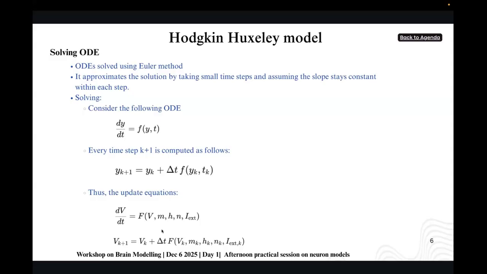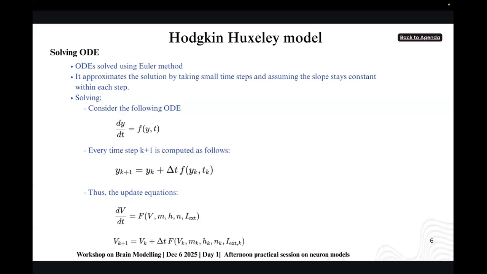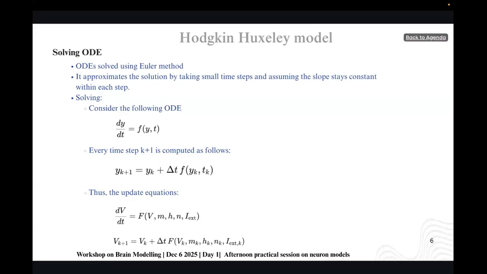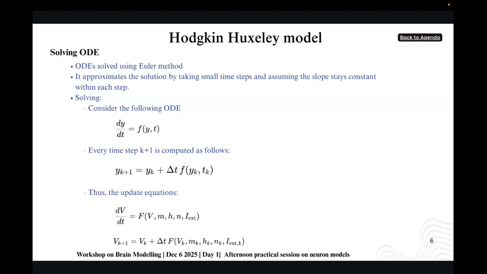When we observe or simulate this, what we are doing is basically checking if the gates are opening or closing. For different currents, we will be testing whether the gates open or close and how the voltage varies. So these are the simulations. Once I go through the code, maybe I'll show you what are the things we can check.